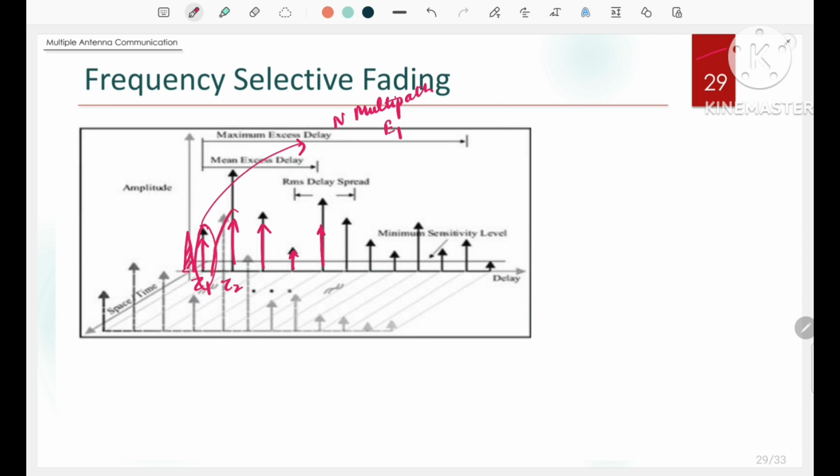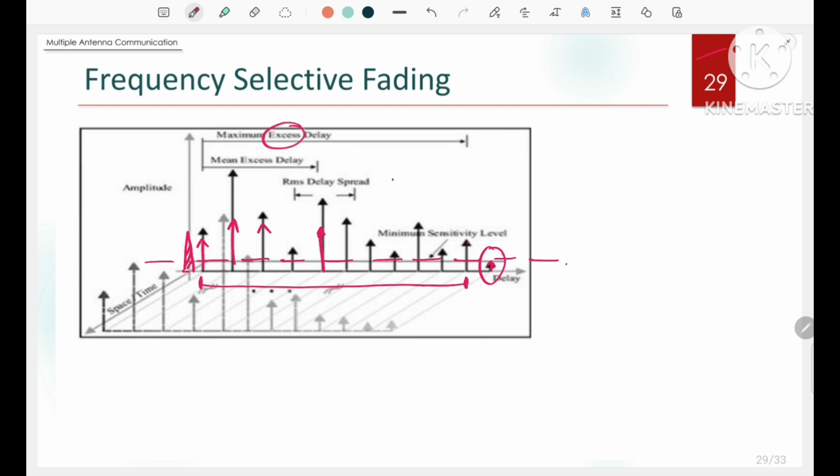Then this is tau 2, and in tau 2, we are also receiving all the multipaths corresponding to ellipse 2, and then similarly. All these echoes which we are receiving at different time delays, we will keep on receiving them unless the echo falls below the receiver sensitivity. Let's say this is the minimum sensitivity level, and once the echo falls below the sensitivity of the receiver, we cannot recover or resolve it, and the duration between the first delay and the last delay is what we call the maximum excess delay.